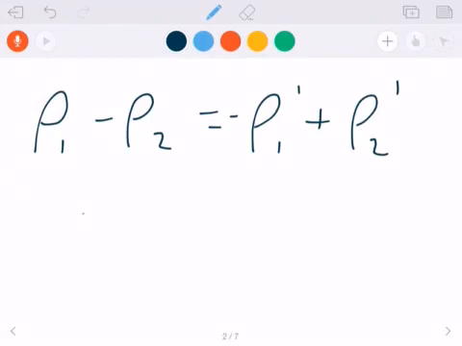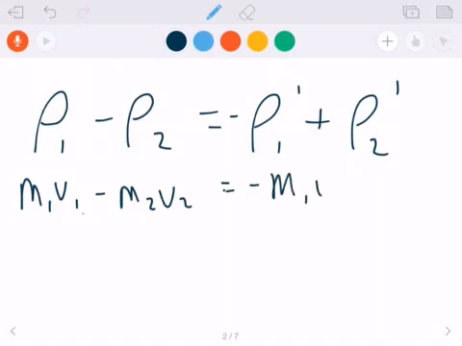So our basic equation looks like that, and let's break it down to its pieces. That means the mass of 1, velocity of 1, minus the mass of 2, velocity of 2, equals the negative mass of 1, velocity of 1 after, plus the mass of 2, velocity of 2 after. That's what the equation looks like. That is the qualitative equation for the scenario that we just watched.